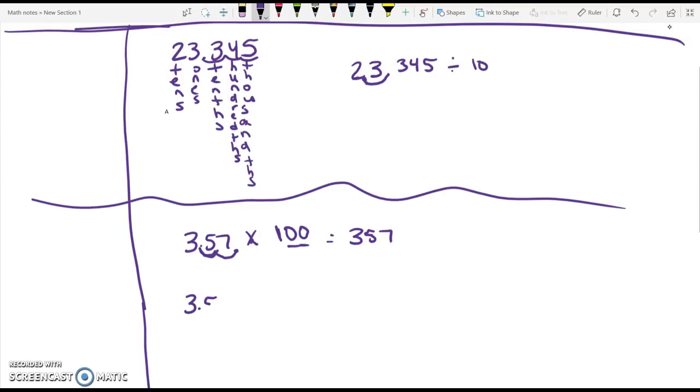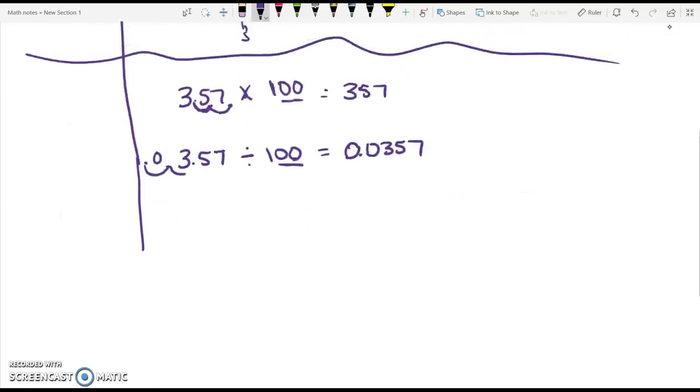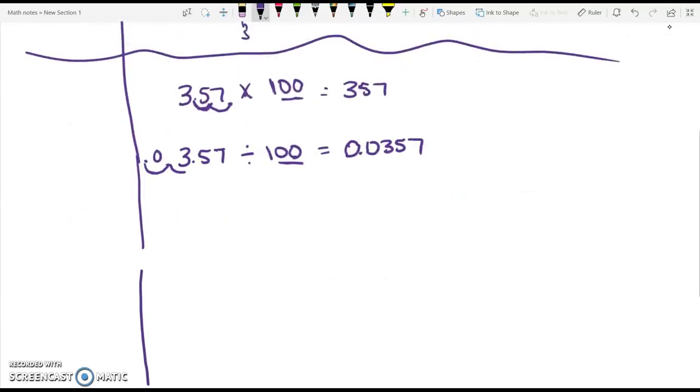Okay, same goes with dividing. So I have 3.57 divided by 100. Still going to move the decimal 2 places because there's 2 zeros in 100. I'm going to move it 1 and 2. Meaning my answer then is going to be 0.0357. And that's really all there is to multiplying and dividing decimals by powers of 10.